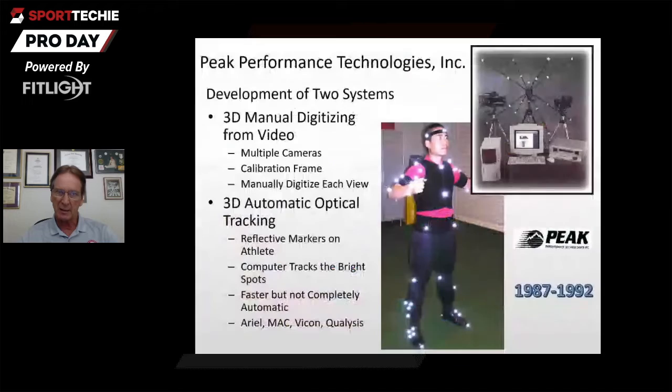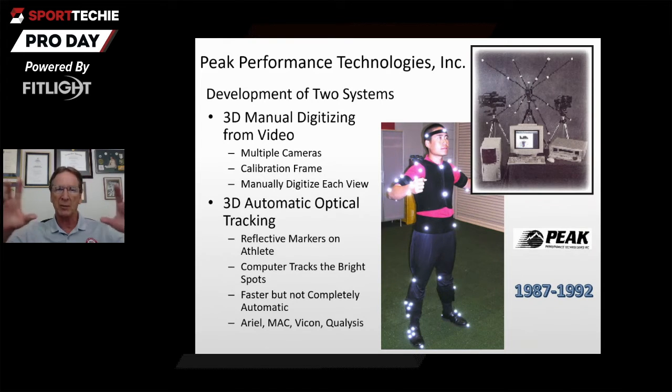And in fact, we found that that technology was really on the cutting edge and was wanted by a lot of other people. So we basically formed our own company, a coworker and myself, left the US Olympic Committee in 1987 and formed a company called Peak Performance Technologies. There we developed two different types of motion analysis systems. We expanded to 3 dimensions. So now we had multiple cameras instead of just one camera.